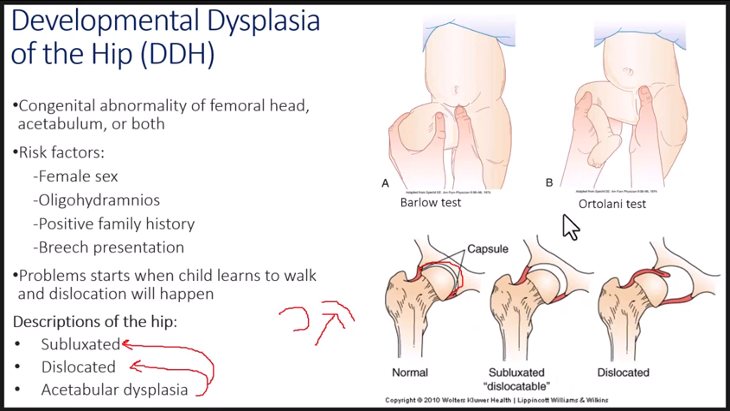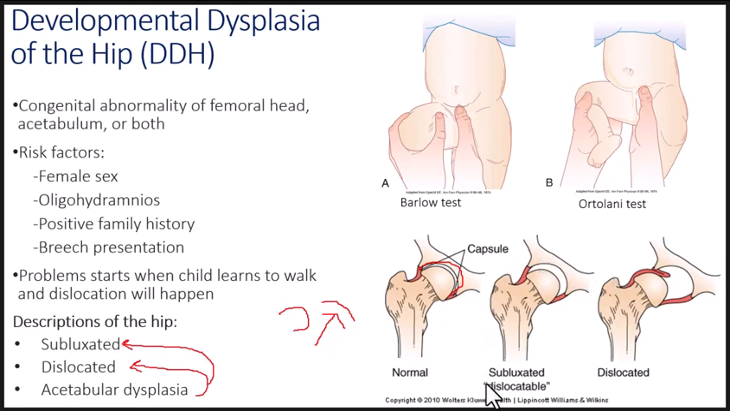Now, the Ortolani test, which can be done right after the Barlow test in a case where the hip has popped out of place, will relocate that hip. So it's sort of the somewhat opposite movement. You can see the hand is now placed more posteriorly, and the examiner attempts then to relocate that already dislocated femoral head back into the acetabulum, and then you would hear, or really palpate or feel, this clunk as the head slides back into place.